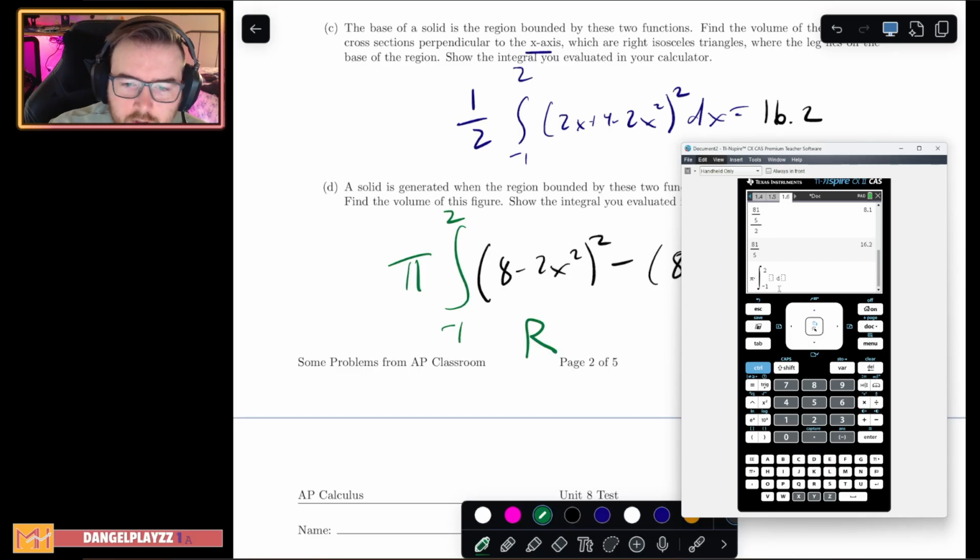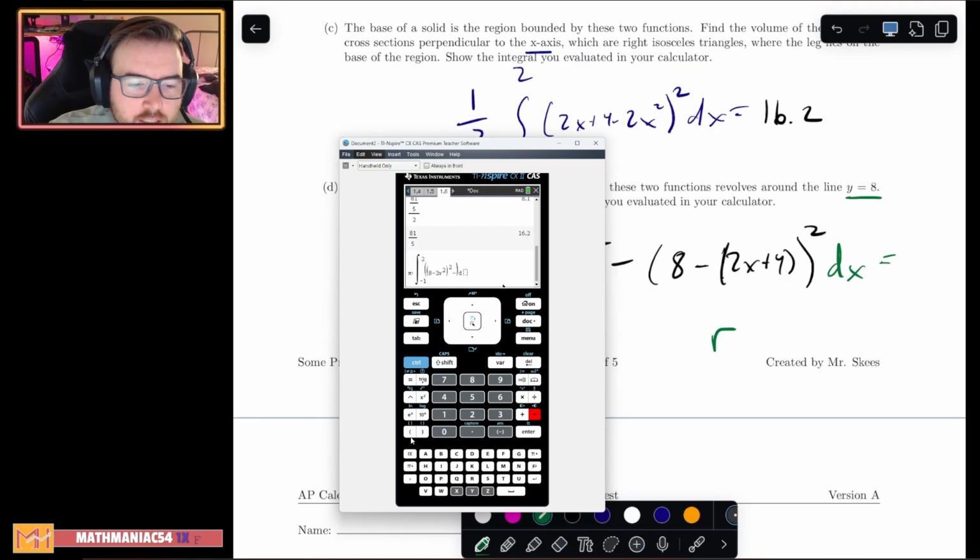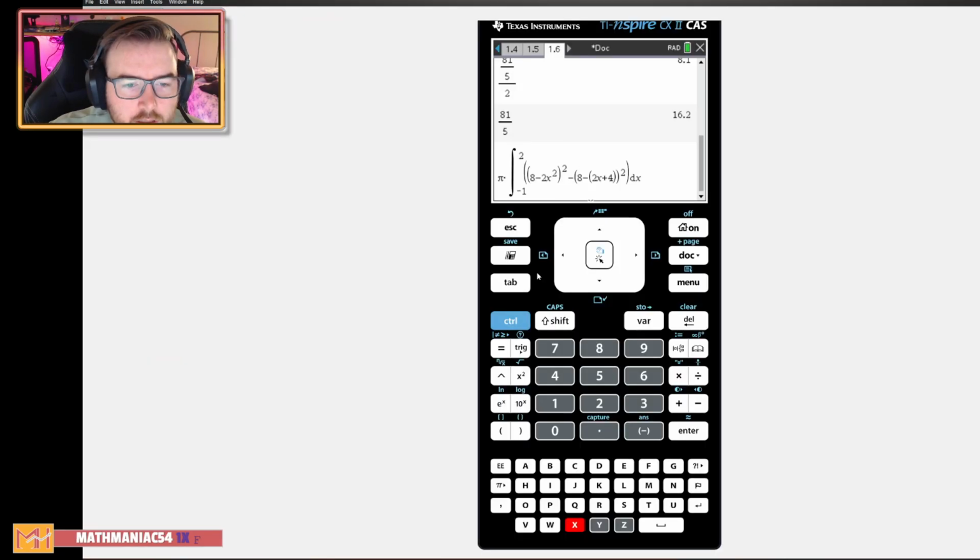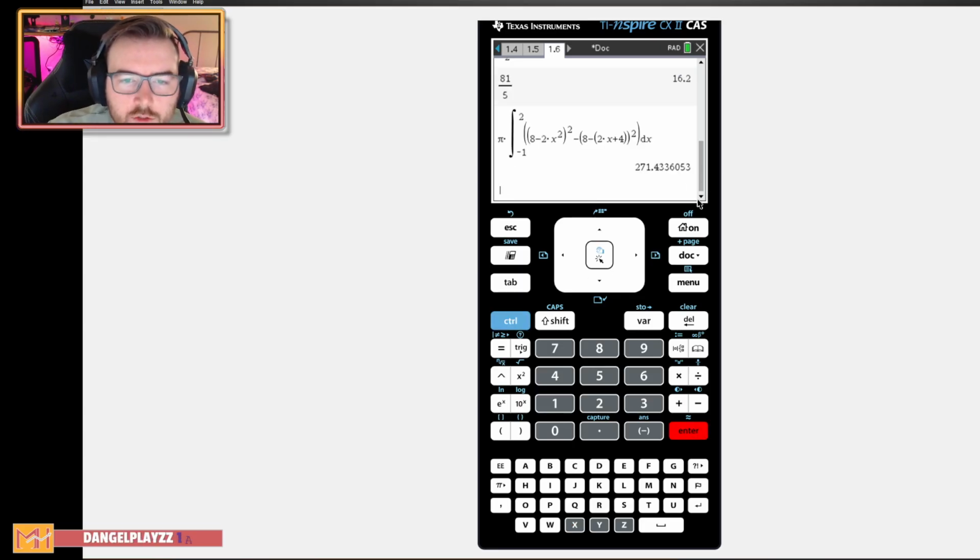Pi times, so parenthesis 8 minus 2x squared minus parenthesis 8 minus parenthesis 2x plus 4, close parenthesis squared, dx. Control Enter. I guess I could have been doing that the whole time. Sorry. Control Enter. 271.434.